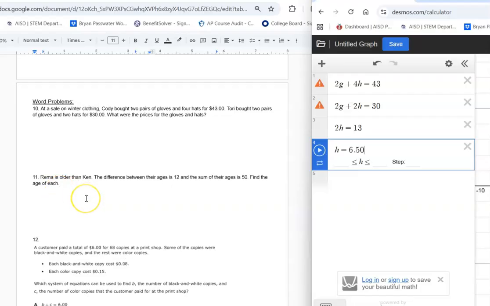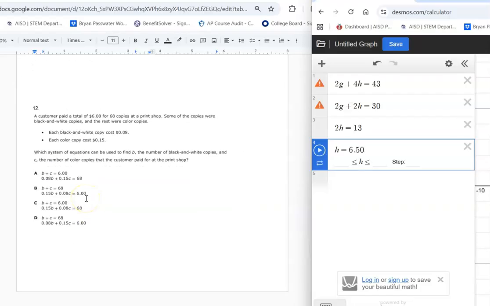And 11 is basically the same thing. 12, you don't even have to solve. You just have to figure out which one of these 4 is the correct system that relates to what this word problem is saying.